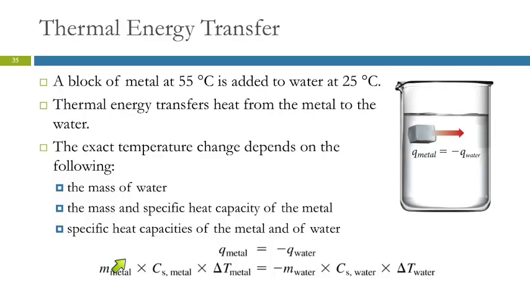So Q for the metal is mcΔT. The mass times the specific heat capacity times the change in temperature. And that is equal to negative mass of the water times the specific heat capacity of the water times the change in temperature of the water.